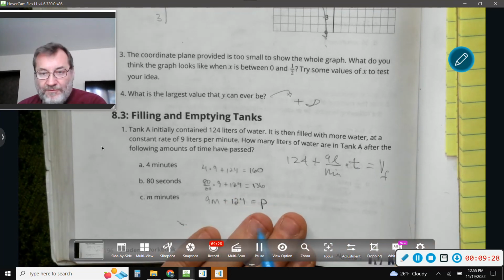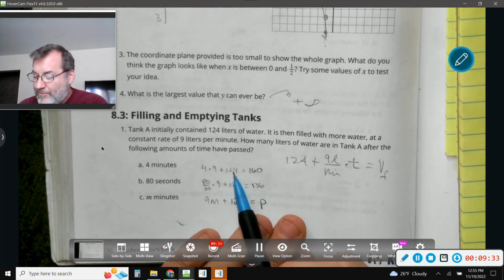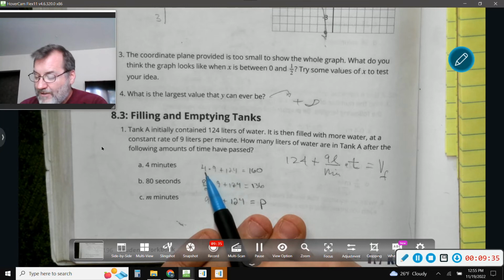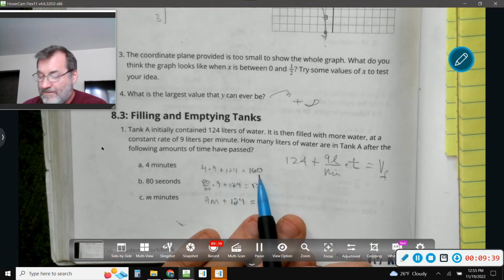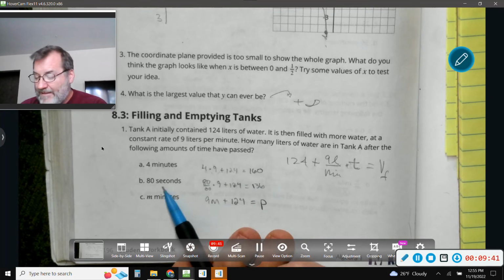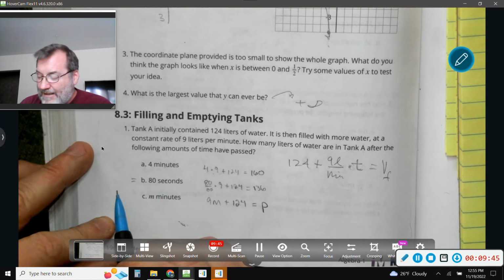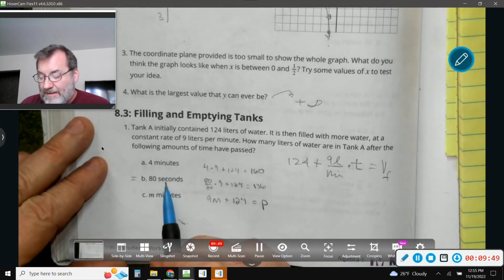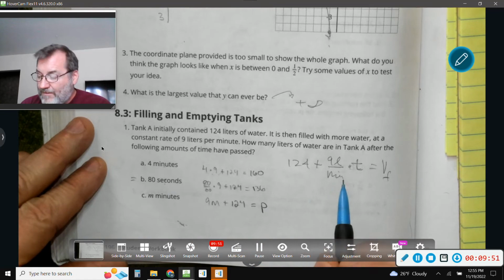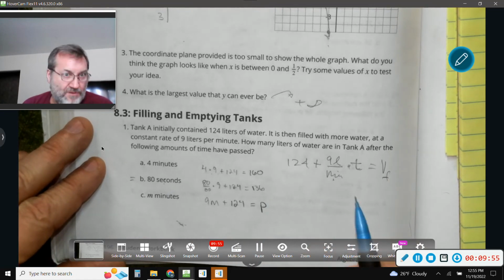Okay, real simple. So if it's been 4 minutes, well, 124 plus 4 times 9, that's 124 plus 36, which gives you 160. 80 seconds, well, I don't really like 80 seconds. So I can do a couple of different things. I can either convert this to minutes, or I could convert the rate to 9 liters per 60 seconds. I have 2 options.